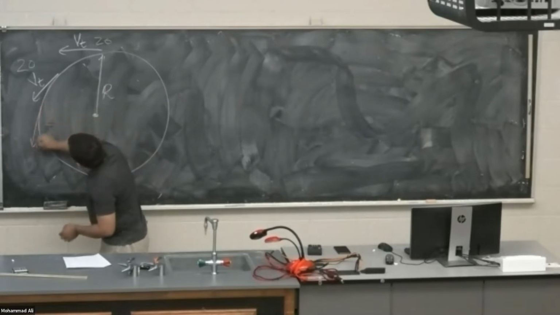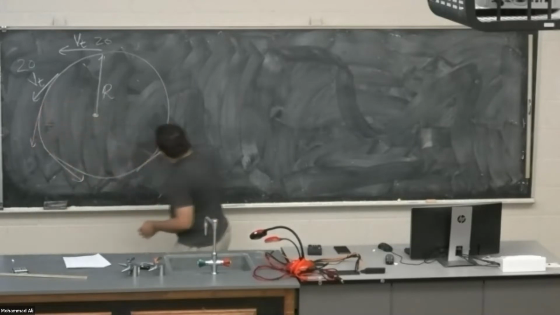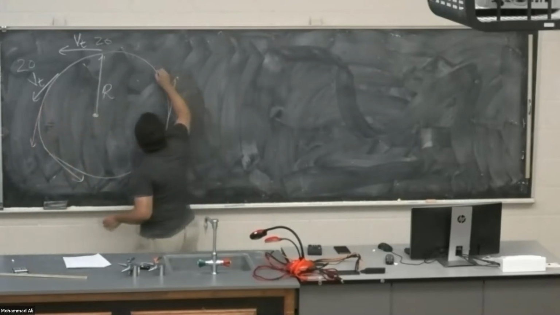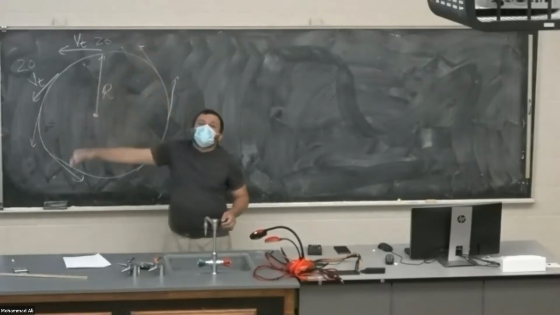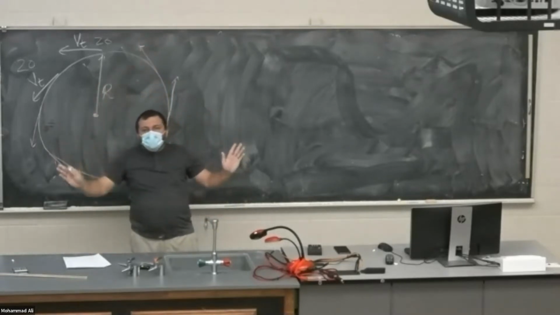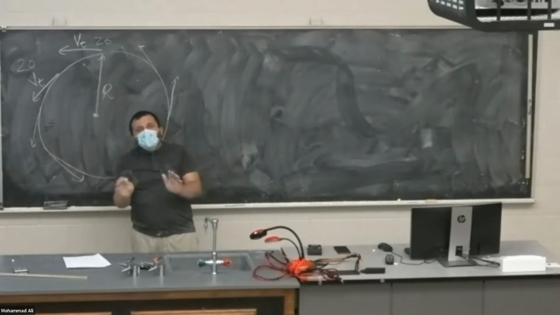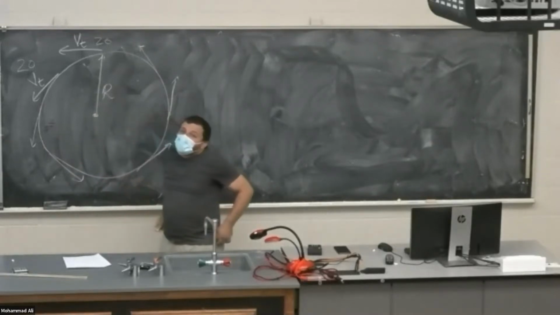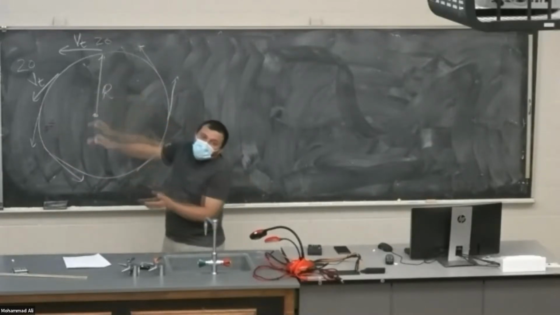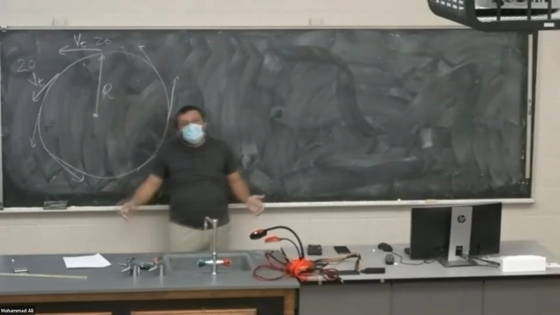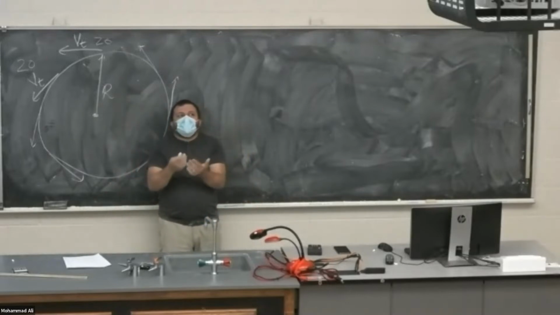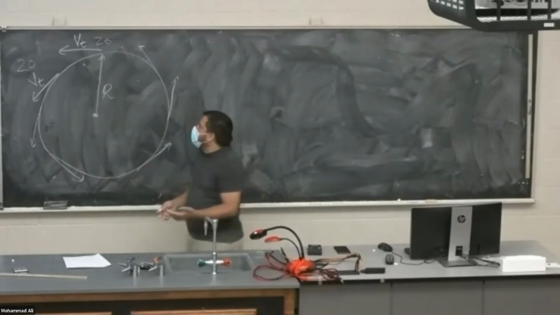Sometimes it will be here, sometimes it will be here, sometimes it will be here. My tangential speed is the same. I have a constant speed, but not constant velocity. I have a change in velocity. Because I have a change in velocity, I have acceleration, right? Thank you for this word.